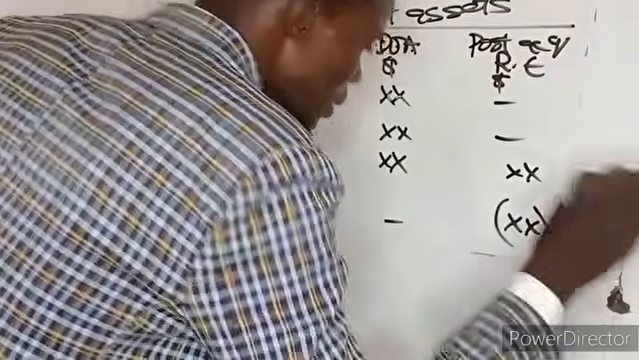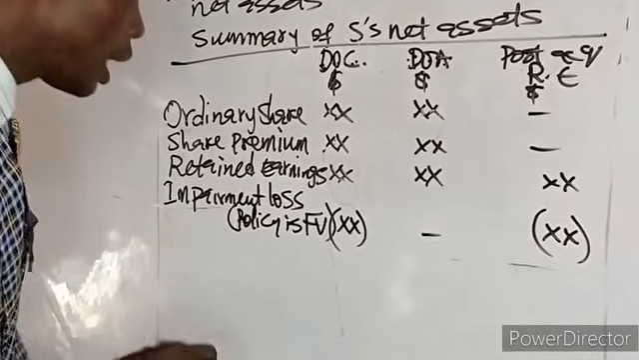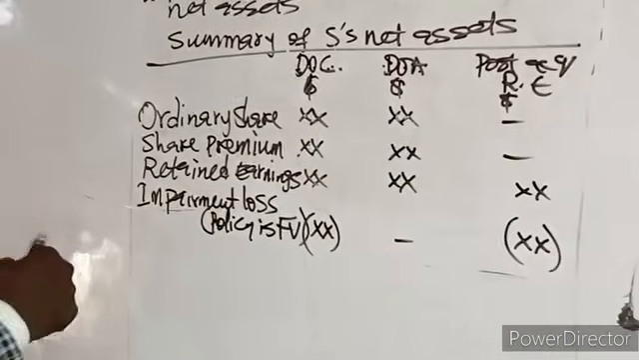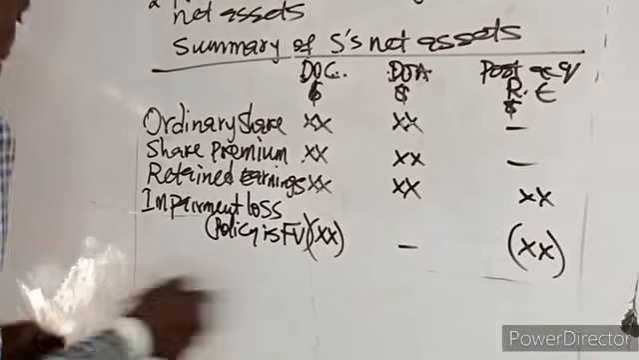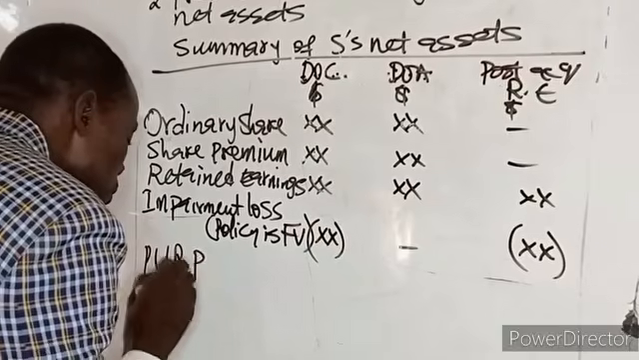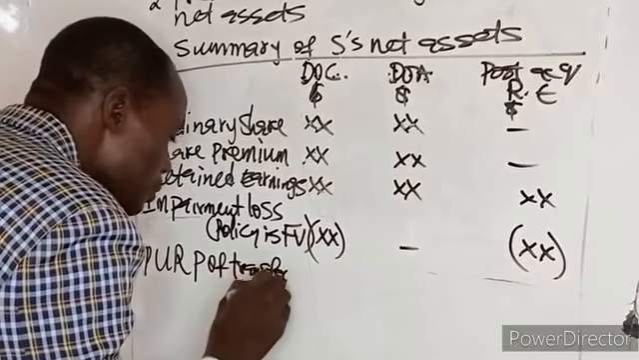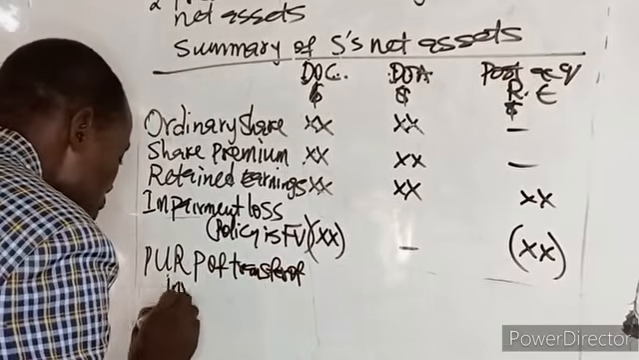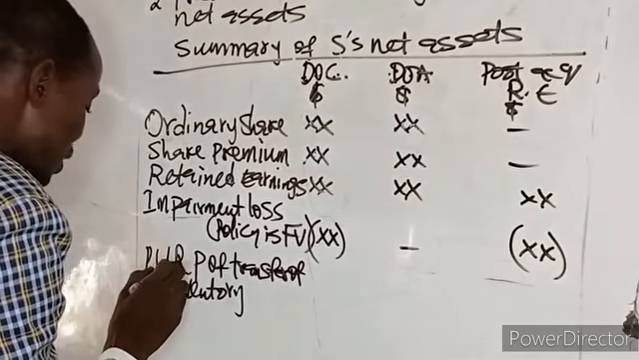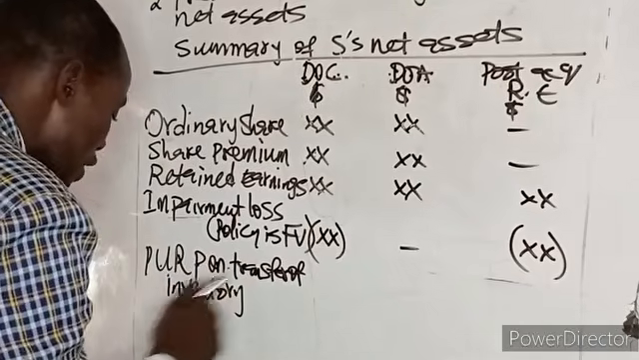So, impairment loss will relate to the post-acquisition period. Then, you can also have intra-group transfer of inventory, which will result in an unrealized profit. Provision for unrealized profit on transfer of inventory.